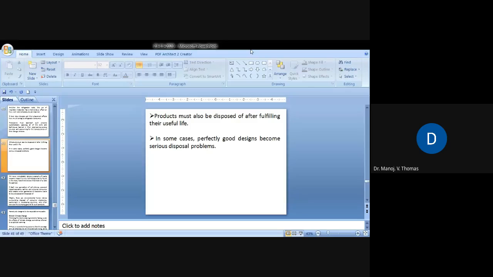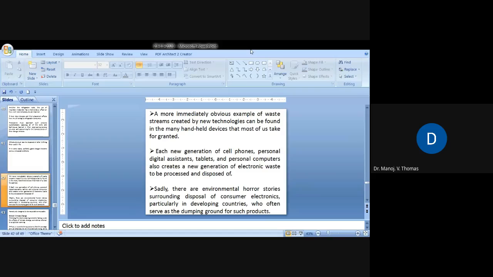Air quality, water quality, and other aspects of human life are affected because of this. A more immediately obvious example of waste streams created by new technologies can be found in the many handheld devices that most of us take for granted. Each new generation of cell phones, personal digital assistants, tablets, and personal computers also creates a new generation of electronic waste to be processed and disposed of.